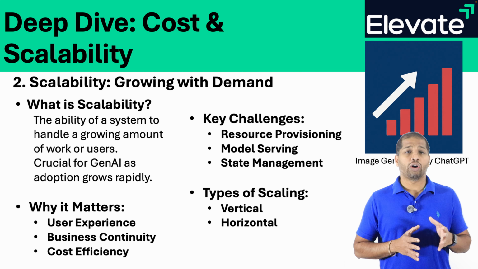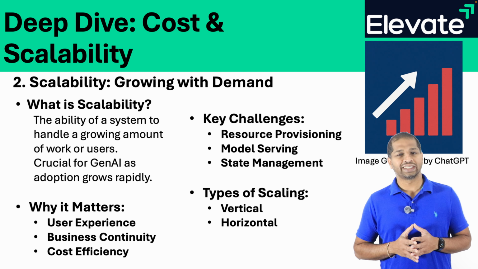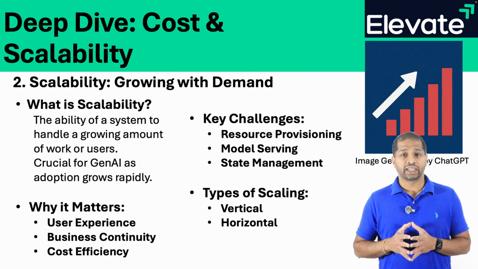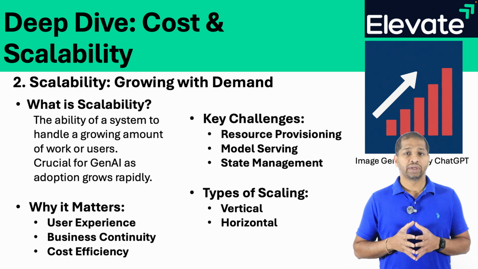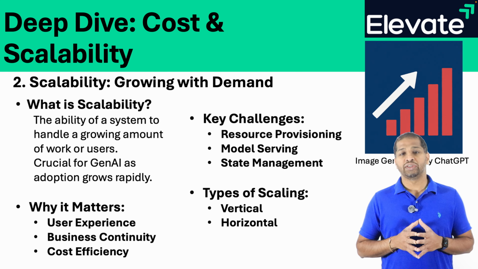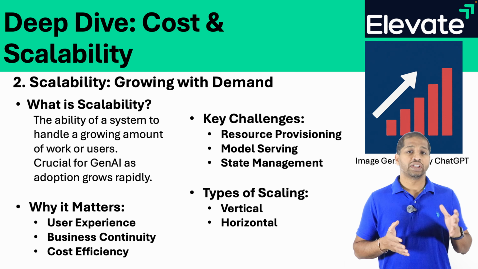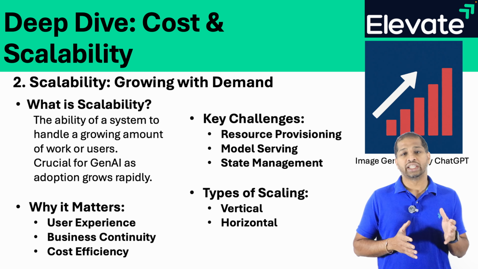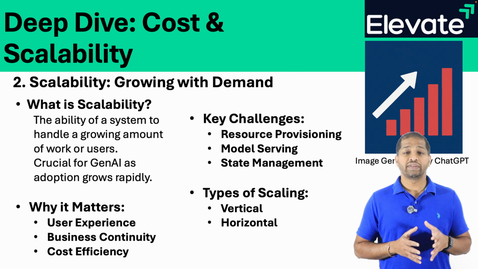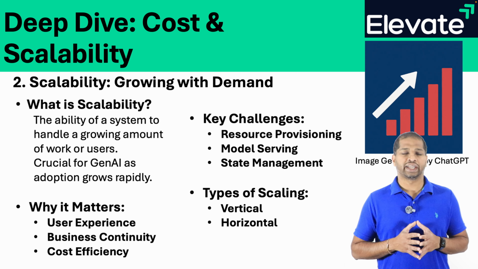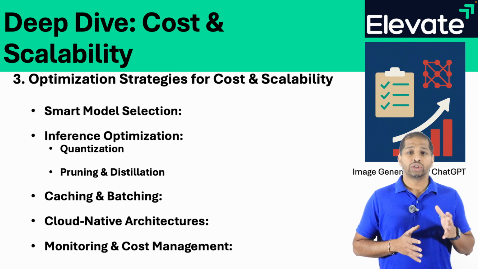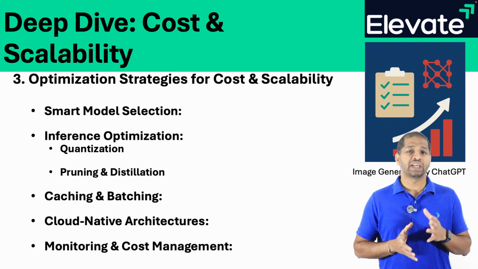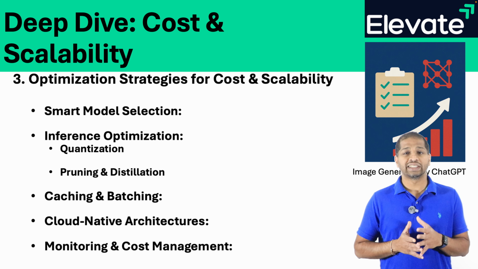We typically think of two types of scaling: vertical scaling, which means making a single instance more powerful, like upgrading to a bigger GPU, and horizontal scaling, which involves adding more instances of the same component, like deploying more servers to handle the load. Both have their place in a robust Gen AI architecture. So how do we tackle these challenges? Here are some effective optimization strategies for both cost and scalability.